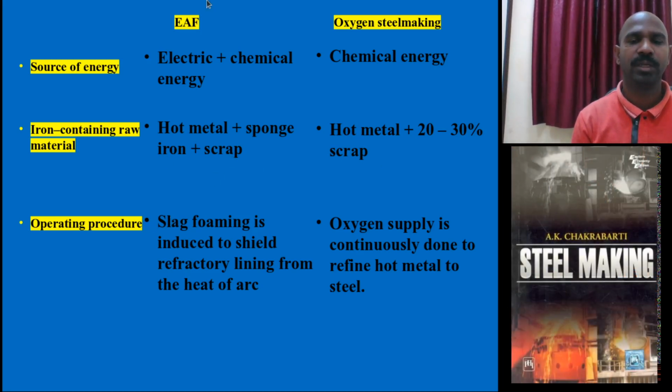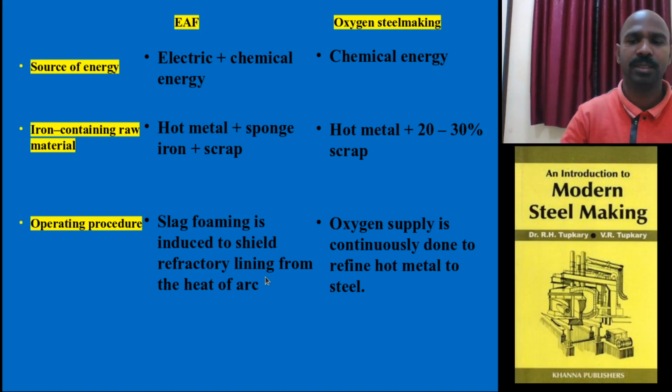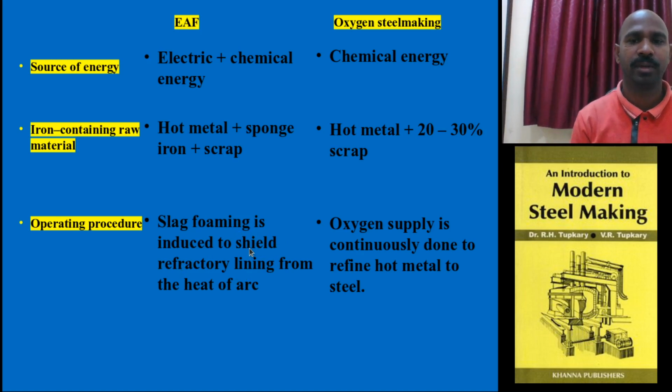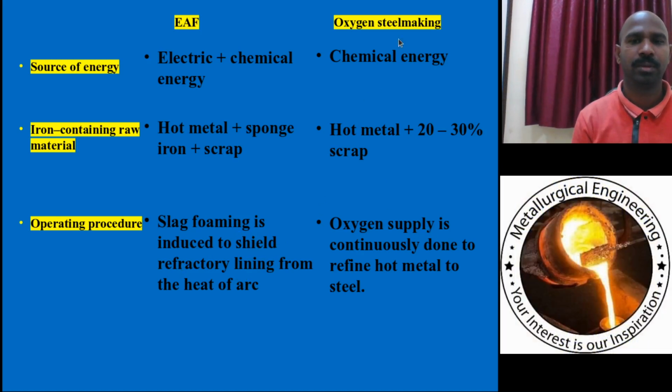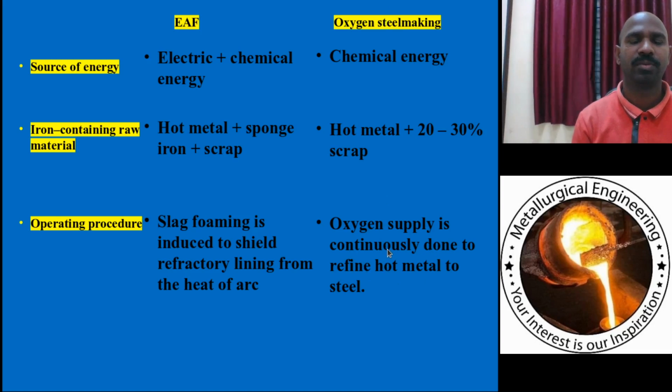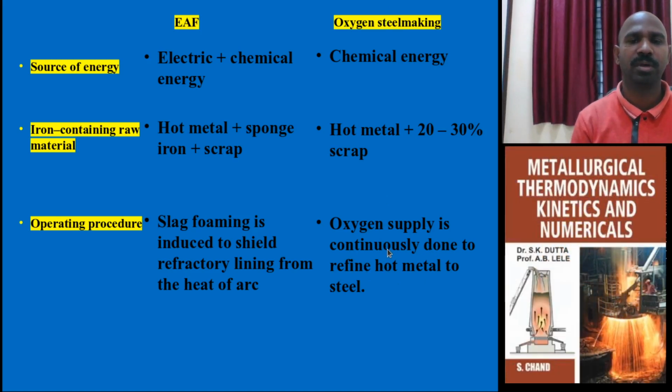Operating procedure, main principle: the slag forming is continuously shielded for the electric arc during the electric arc furnace process. It protects the refractory lining of the EAF, and oxygen supply is continuously maintained to refine the hot metal here. This is the main principle in the case of oxygen steel making.